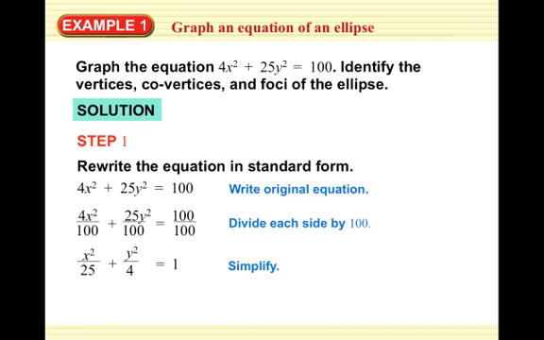Now, the next thing you need to do is decide, what's a squared and what's b squared? Is this a horizontal or a vertical ellipse? A squared is always bigger than b squared, so 25 is a squared, which means a is the square root of 25, so a is 5. B squared is always smaller for an ellipse, so b equals the square root of 4, so 2. Since we have the larger value under x squared, that means we have a horizontal ellipse.